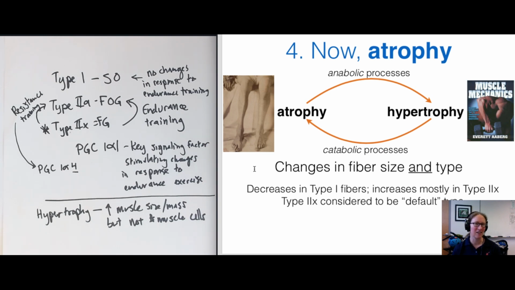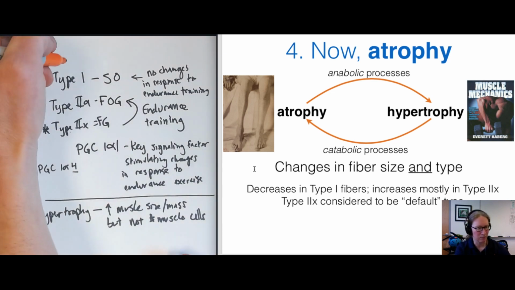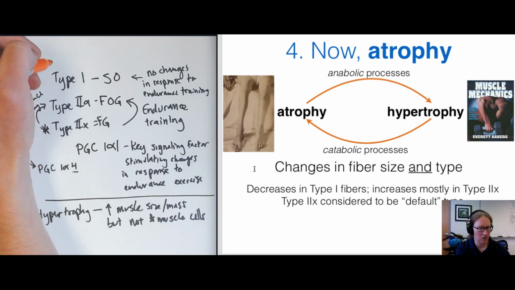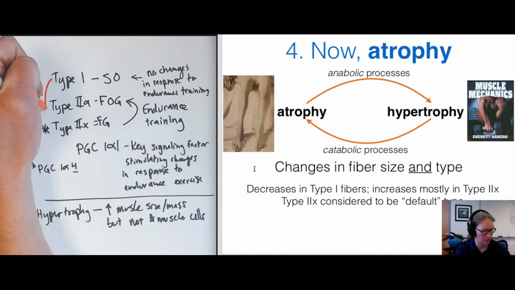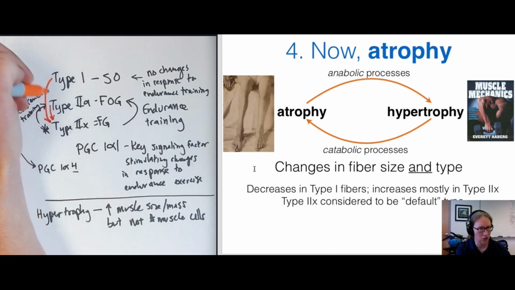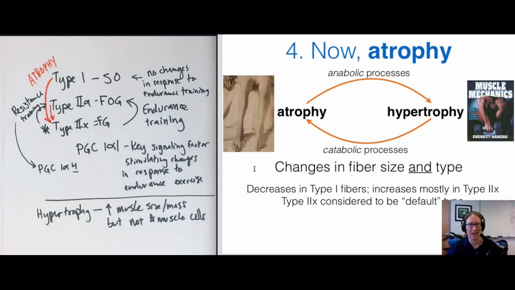So during processes of atrophy, perhaps unsurprisingly, there will be an observed change in fiber size, which indicates that more of the sarcomeres are being broken down. Along with that, there will be a change in fiber type. Typically, the major change observed during atrophy is a decrease in type 1 fibers, and the primary increase is in type 2X fibers. So on our little chart over here, here are the major consequences of muscle atrophy.